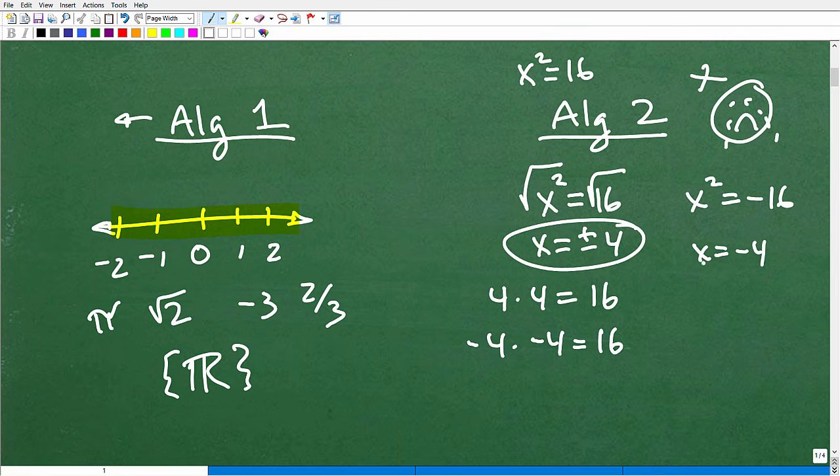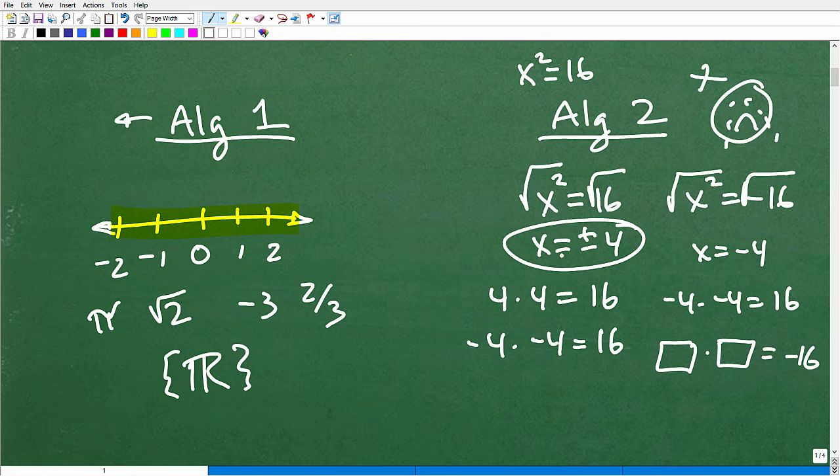Because look, if you're saying x is equal to negative 4, what you're telling me is negative 4 times negative 4 is negative 16. No, that's positive 16. So what number times itself is going to get me back to a negative 16? Well, that's a good question. So let's take the square root of both sides, like we did over here, and go to your calculator and take the square root of negative 16.